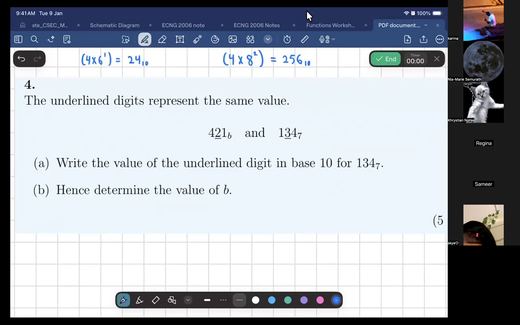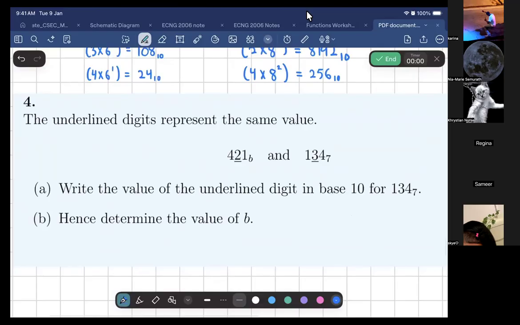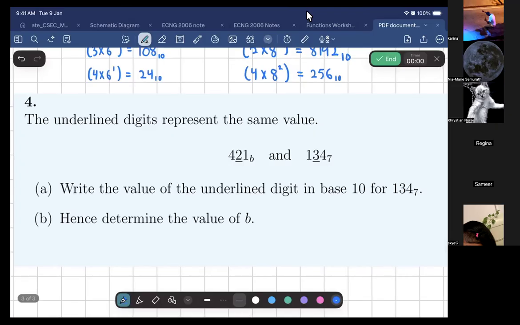Mira, you there? Okay. All right. So Mira, let me read part A. What is part A saying? Write the value of the underlined digits in base 10 for 1 3 4 base 7. So, which one we looking at? 421 base 8 or 1 3 4 base 7? To answer part A, which one we looking at? 1 3 4 base 7. Right. So we're looking at this one.